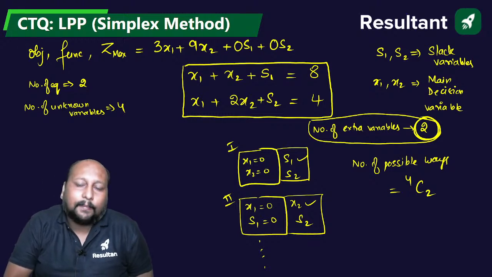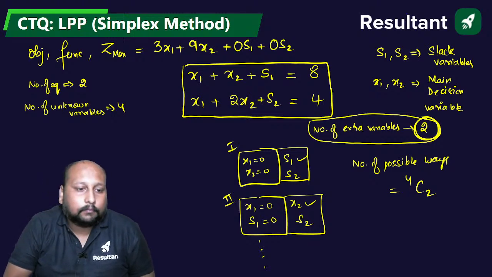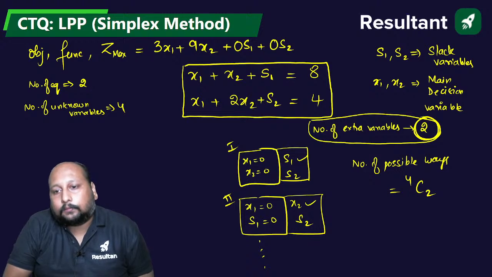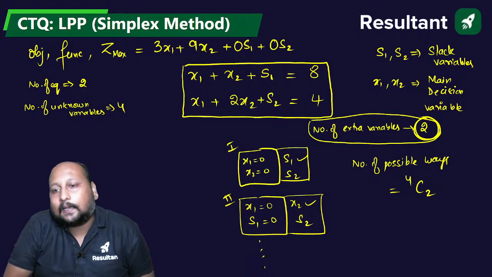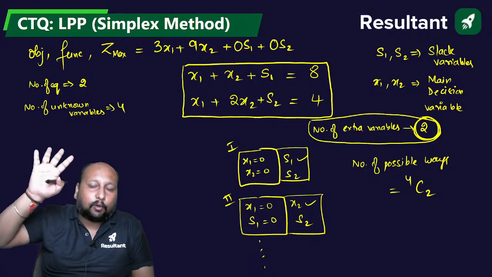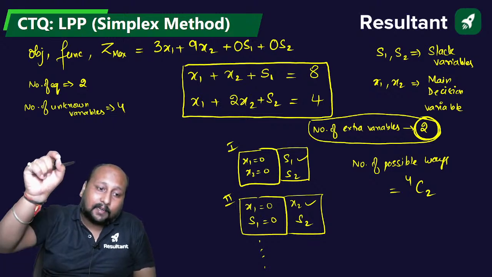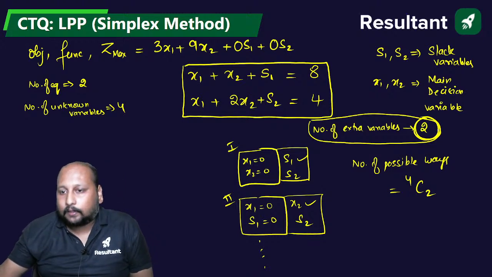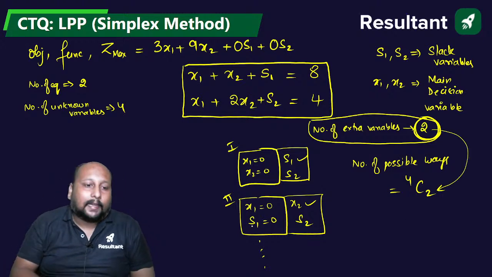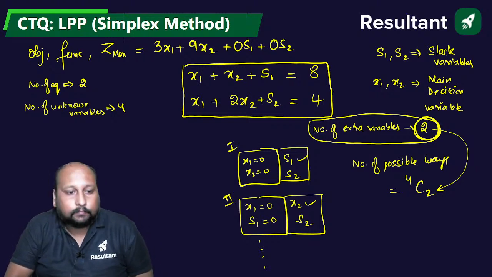will give you the number of possible ways. Clear? Can you tell me what is the value of 4C2? Quickly. 4C2. I need answers from every single student. The number of possible ways. 4 is the total number of unknown variables, right? And 2 is the number of extra variables. So tell me, what will be the value of 4C2?